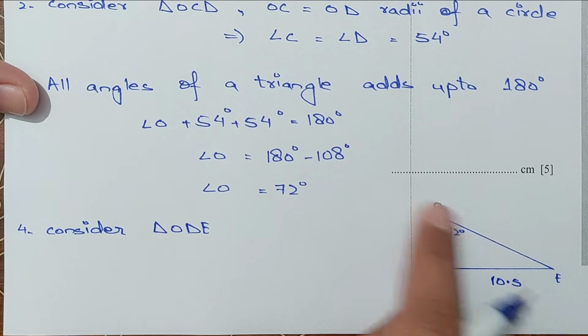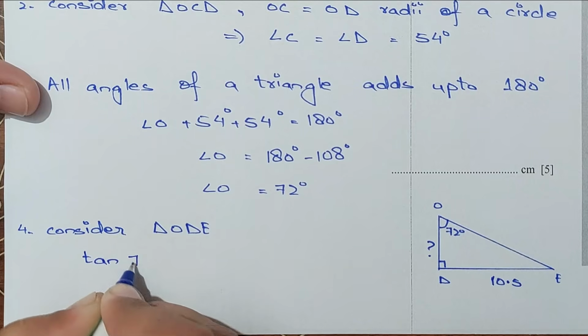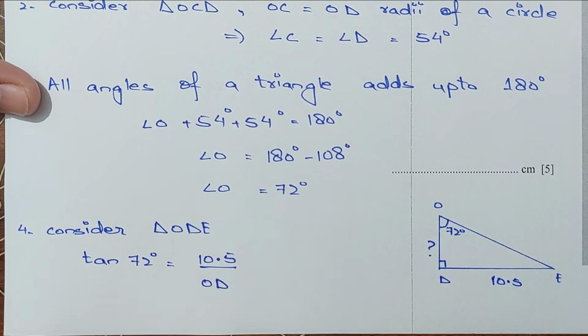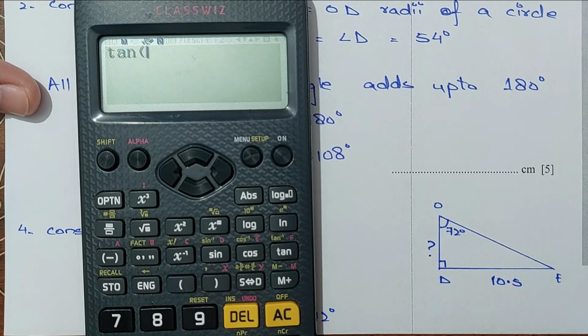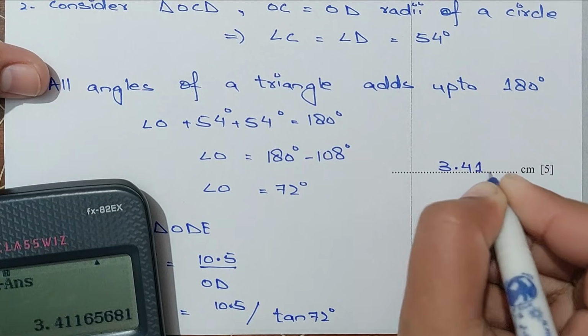So what is a right angle triangle? We can use the primary trigonometric ratios. This angle's front side is the opposite and this is the adjacent. So use the ratio of tangent. We can say tan of 72 degrees equals opposite 10.5 over adjacent side OD. Cross multiplication, OD would be 10.5 divided by tangent of 72 degrees. In degrees, right? Tangent 72, 10.5 divided by it, the answer is 3.411. So we can say this answer is 3.41 centimeters.